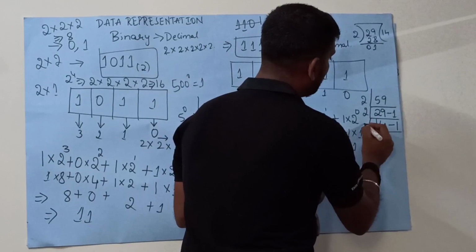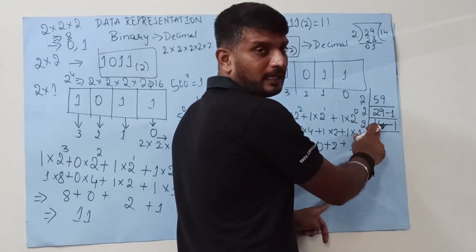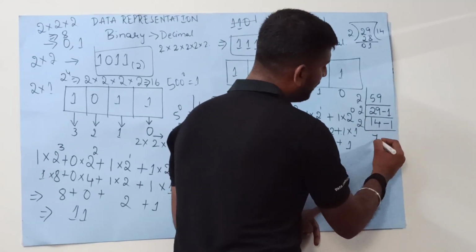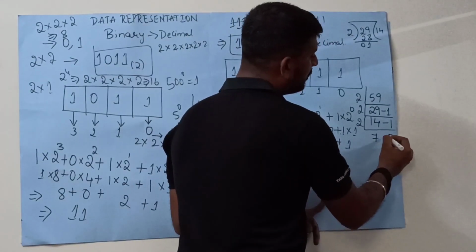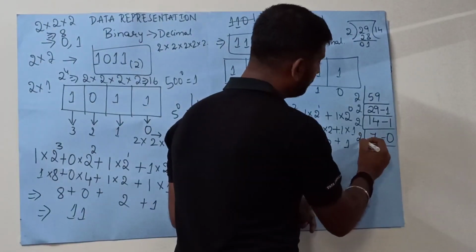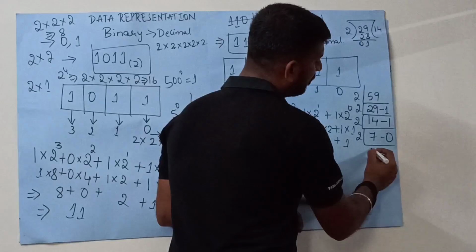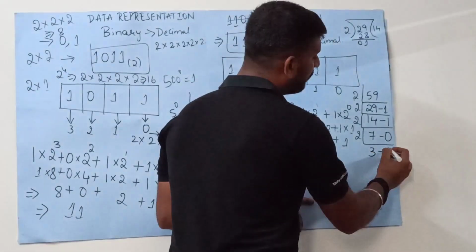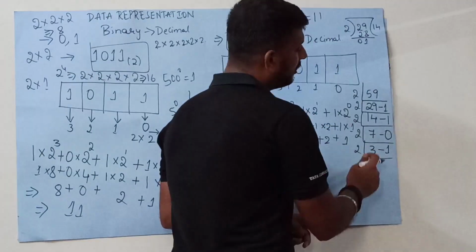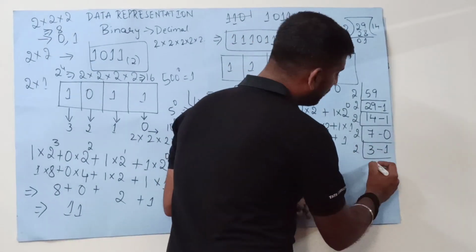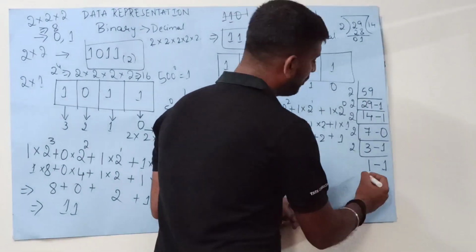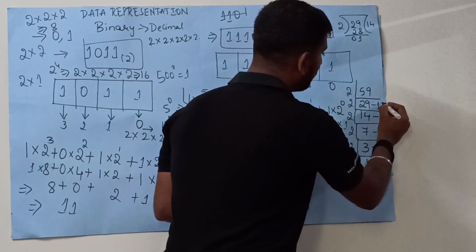Next again, I will go with 14. If I divide 14 by 2, the quotient will be 7. The remainder will be 0. Again, if I divide 7 by 2, the quotient will be 3. The remainder will be equal to 1. Again, if I divide 3 by 2, the quotient will be 1 as well as the remainder will be equal to 1. So I have to consider from this particular way.